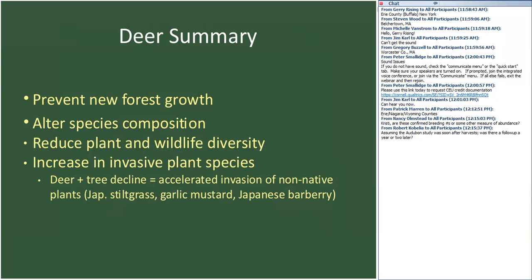Another example of this is Delaware Water Gap National Recreation Area. They've done some research that showed that as hemlock woolly adelgid moved in and caused some mortality of hemlock trees, in those areas where you had high deer densities and hemlock mortality, there was an accelerated invasion of non-native plants like Japanese stiltgrass, garlic mustard, and Japanese barberry. And then again, there's a legacy effect. So the impacts that deer are having today are going to leave a legacy of effects far into the future.